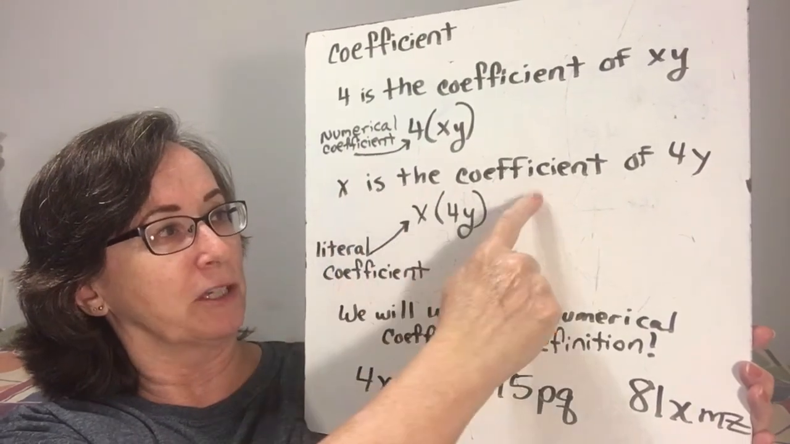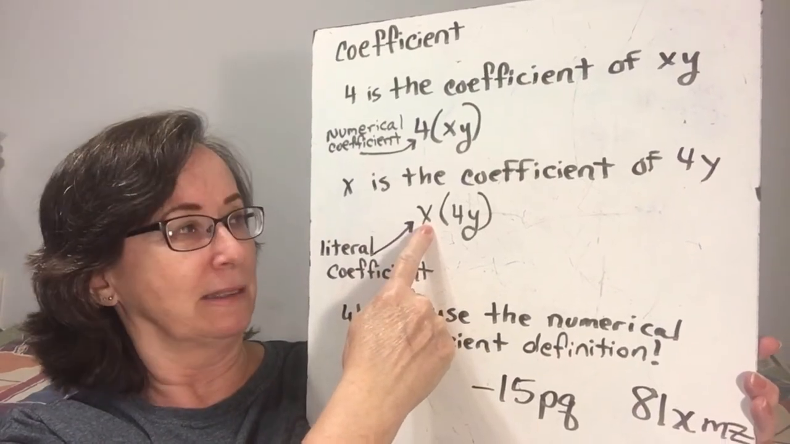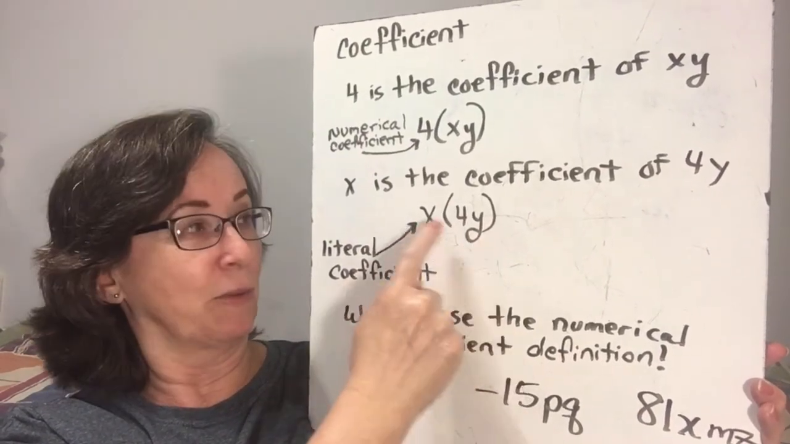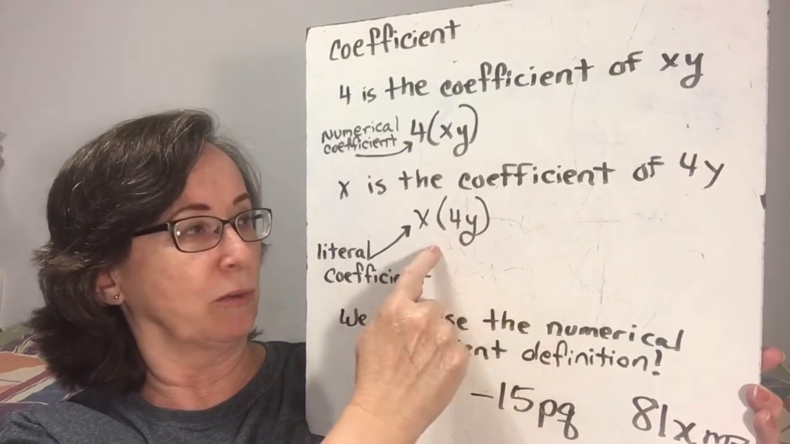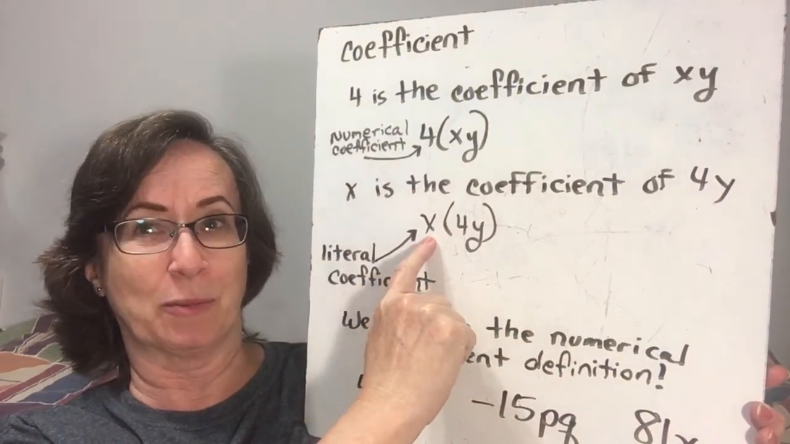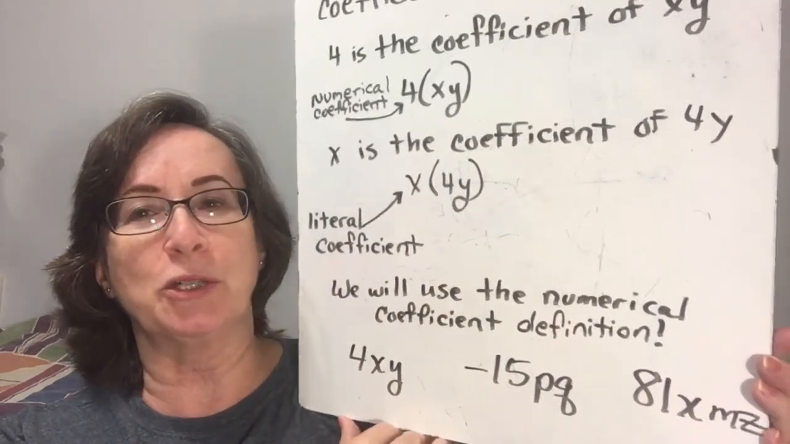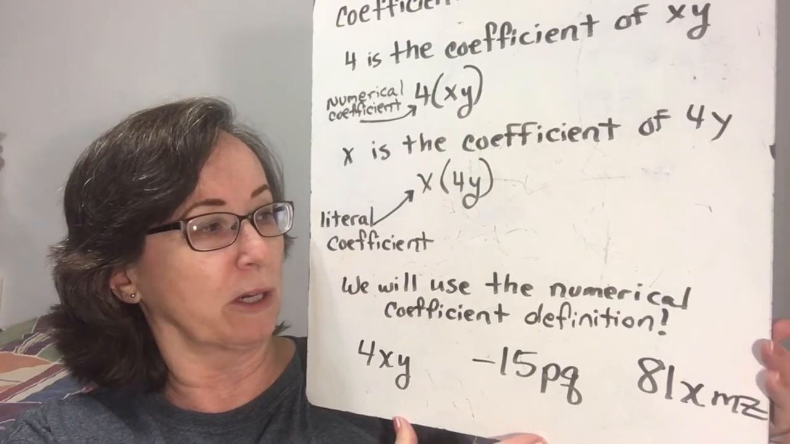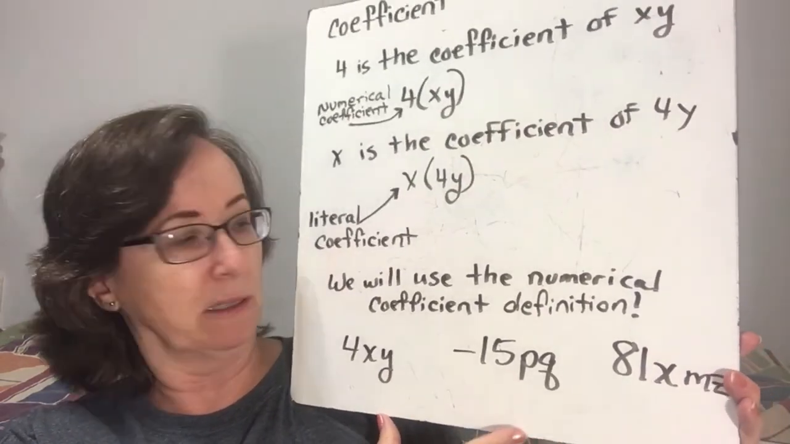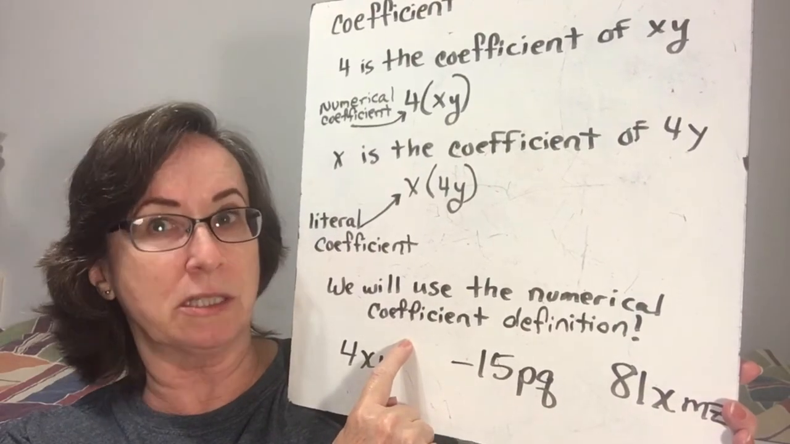x is the coefficient of 4y. So here's the x in the front and the 4y. So the x is multiplying into the 4y. So this is a literal coefficient because it's not a number, it's a variable. We will almost never use literal coefficients. So in this textbook, we're going to only focus on numerical coefficients.